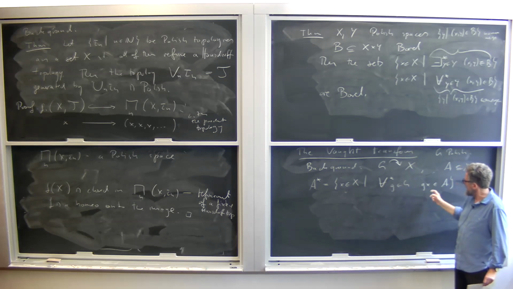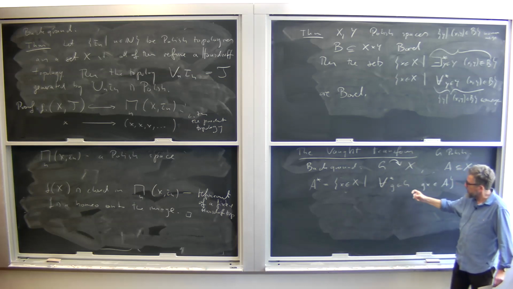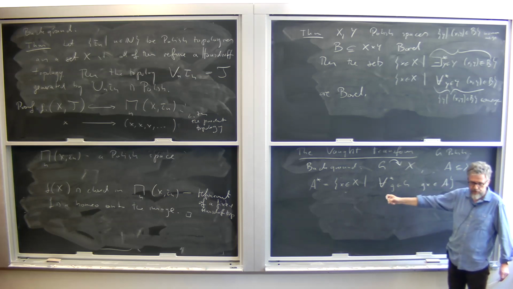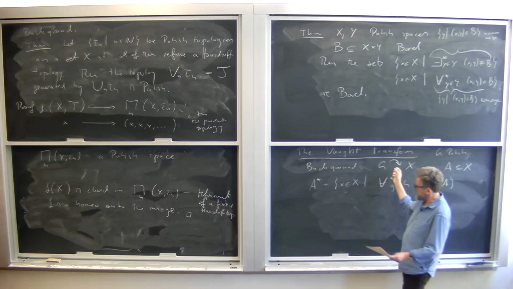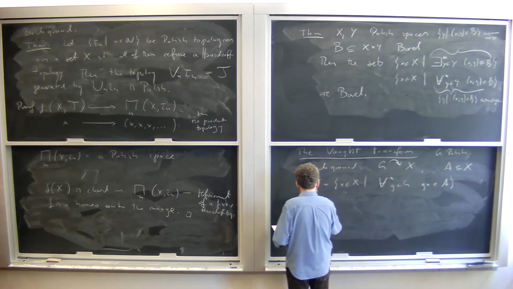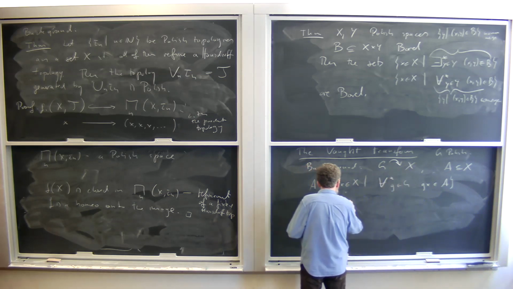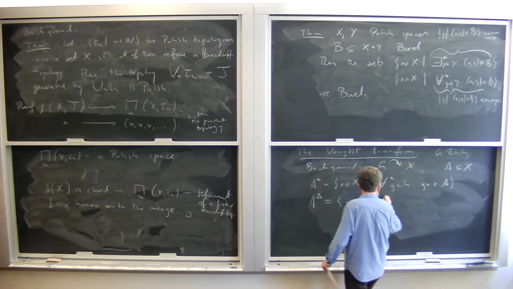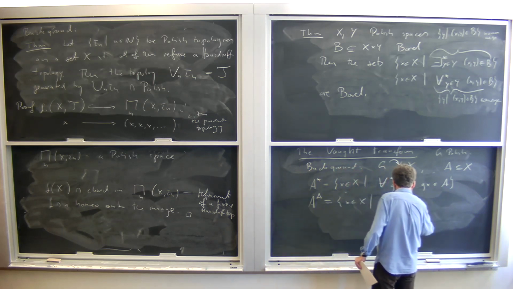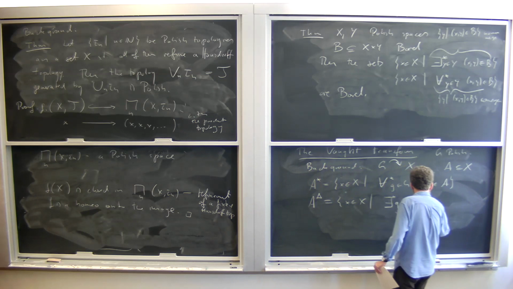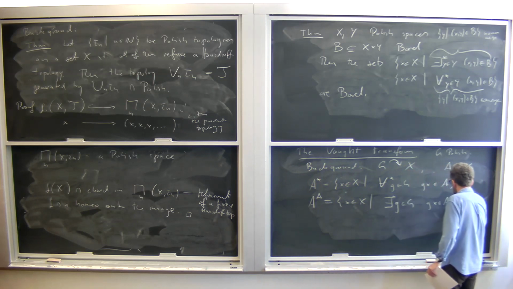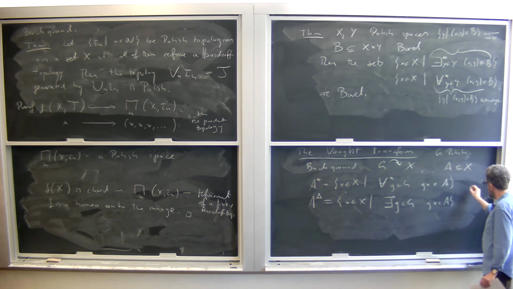You want these sets to be decent. So when A is Borel, A star should be Borel. If the action is not Borel, you are in trouble. And A triangle is the set of all x in X such that a substantial number of elements g in G put gx in A.